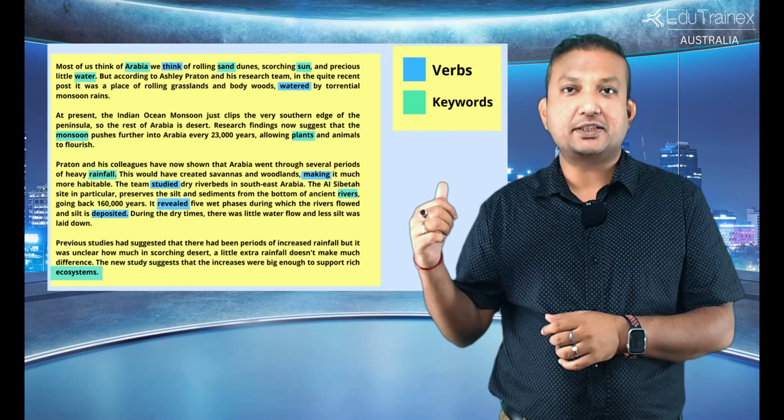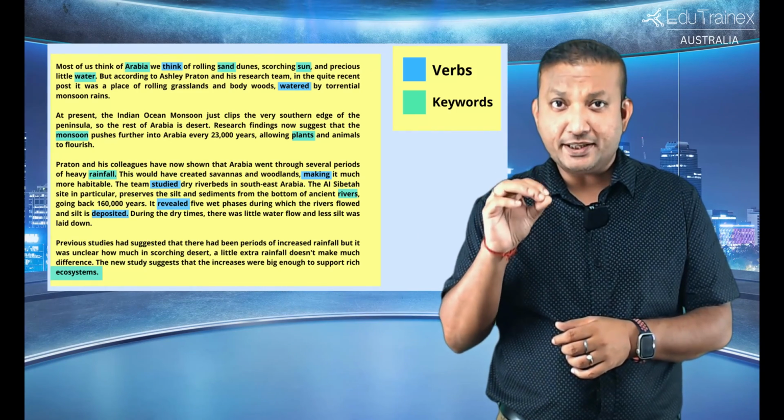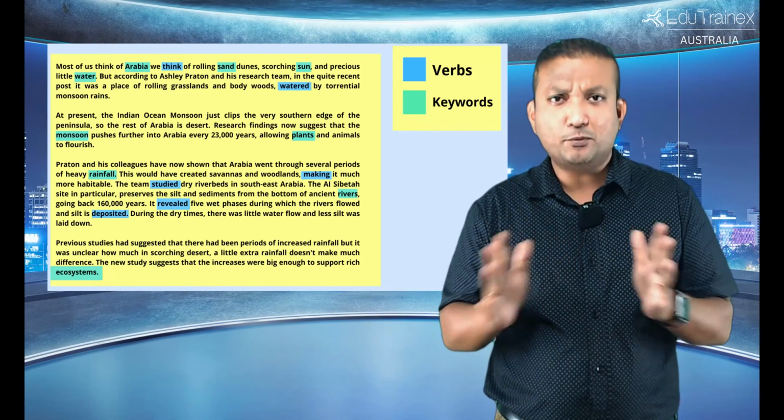Perfect. I have just highlighted some of the verbs in the passage. Just be careful in choosing any verb as keywords. Try to avoid using them. Wasn't that an easy technique to get a full score? It really works like a charm.